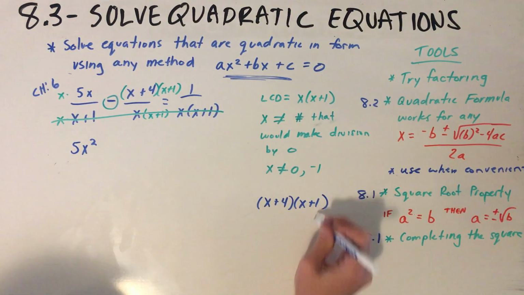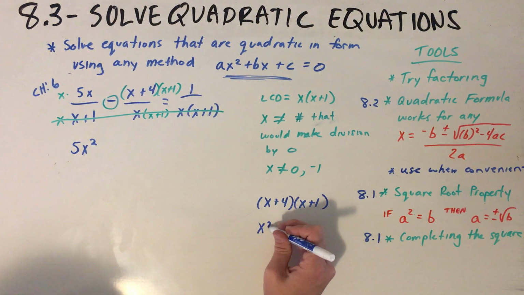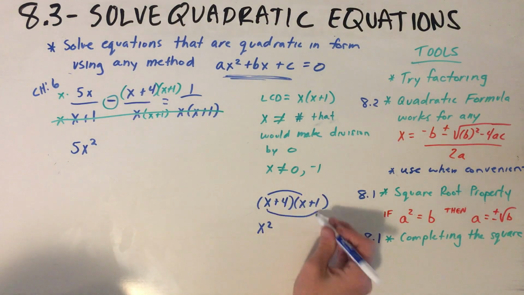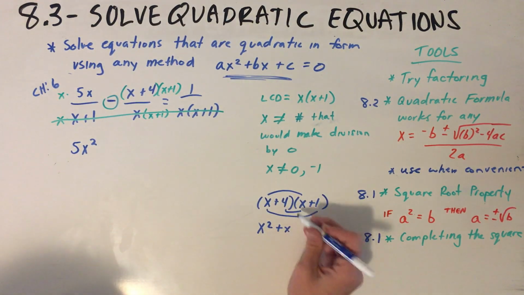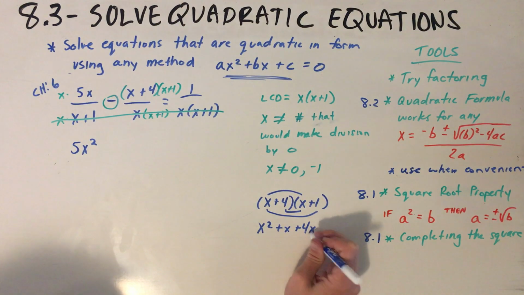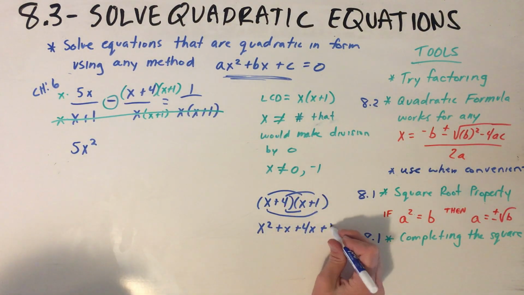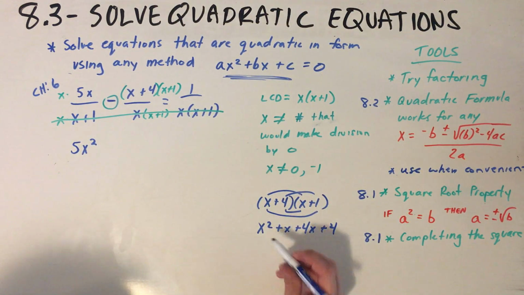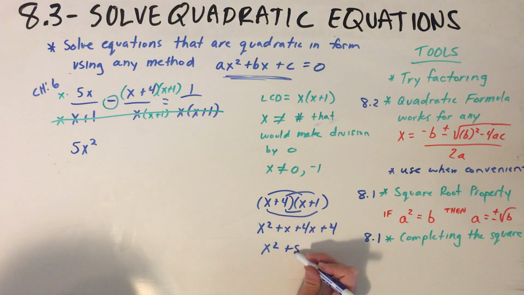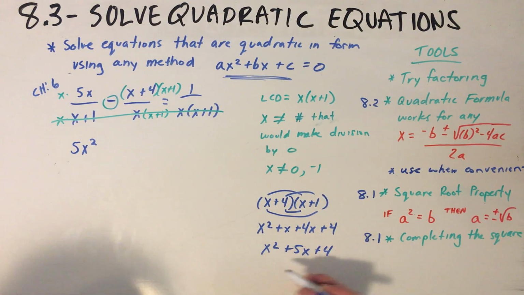So I'm going to FOIL that right over here. We're going to get x squared when we do the firsts. When we do the outers, we're going to get plus x, inners plus 4x, and lasts plus 4. So this is x squared plus 5x plus 4.